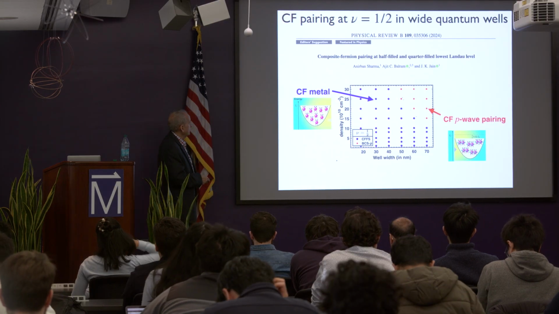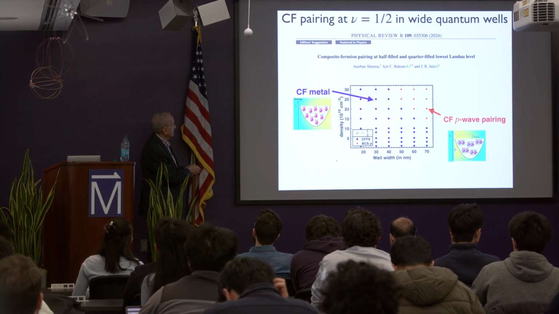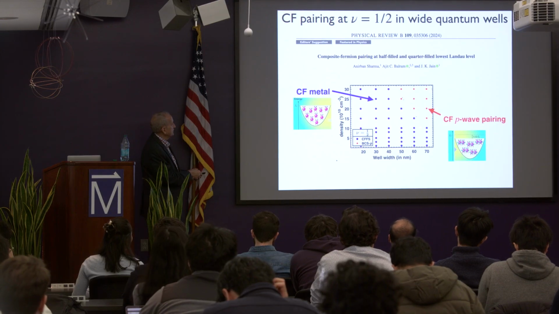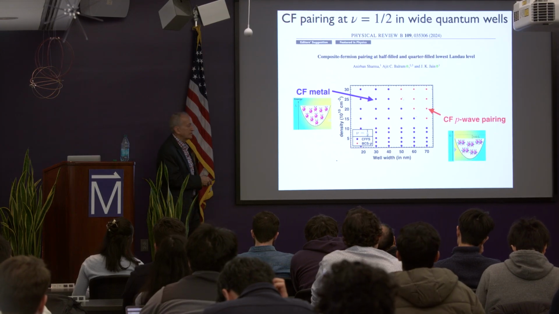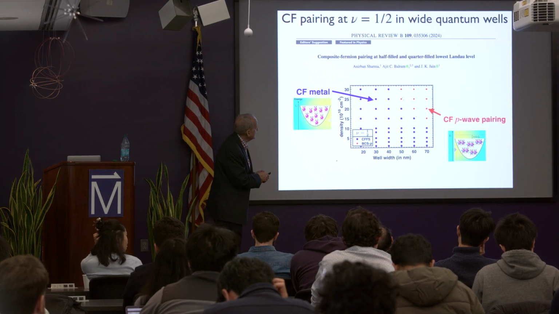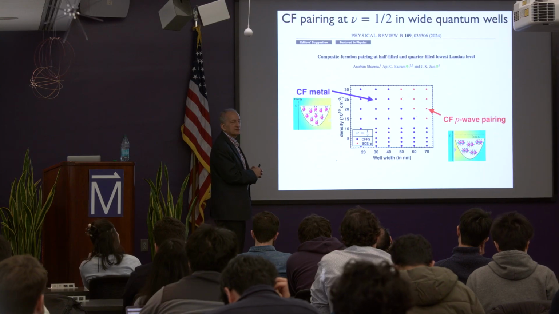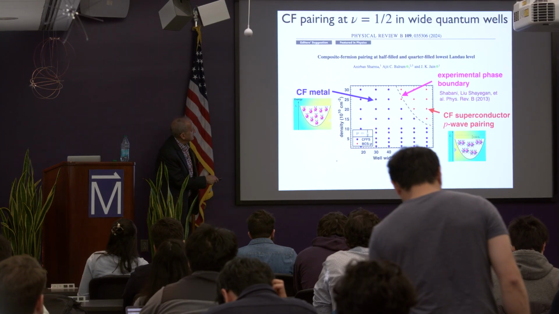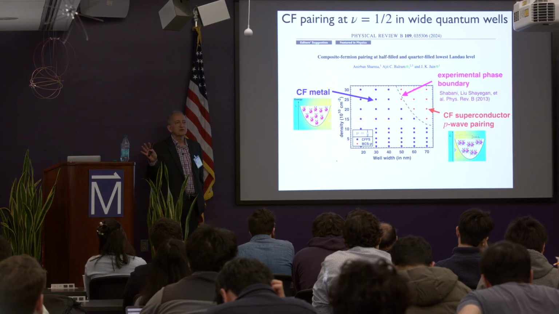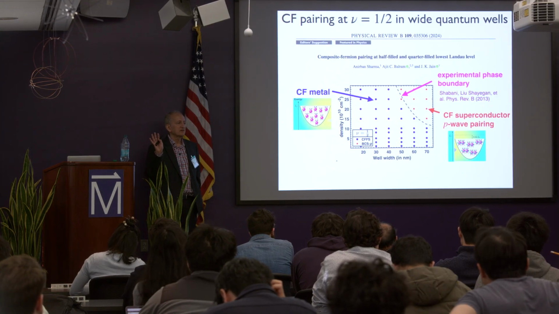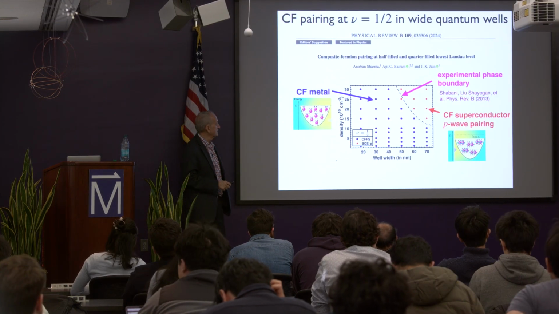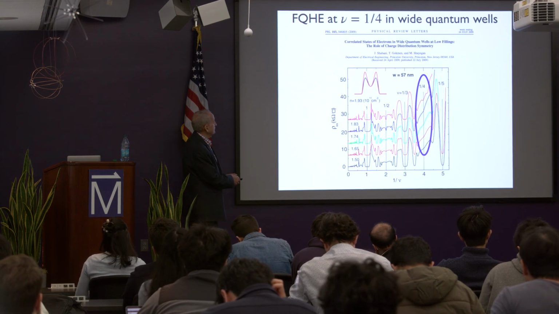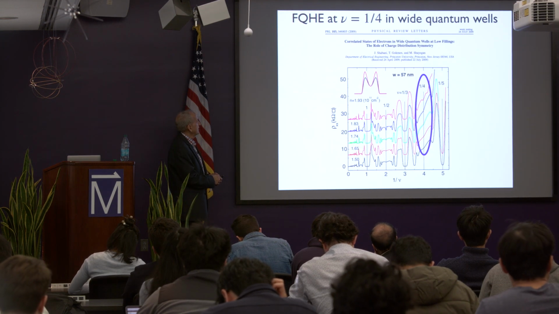Okay, so Anirban did the calculation for a number of well widths and densities. Wherever he found a Fermi sea, he put a blue symbol. Wherever he found a P-wave paired state, he put this red square, and this is the experimental line. So it's remarkably good agreement between theory and experiment. They match beautifully.